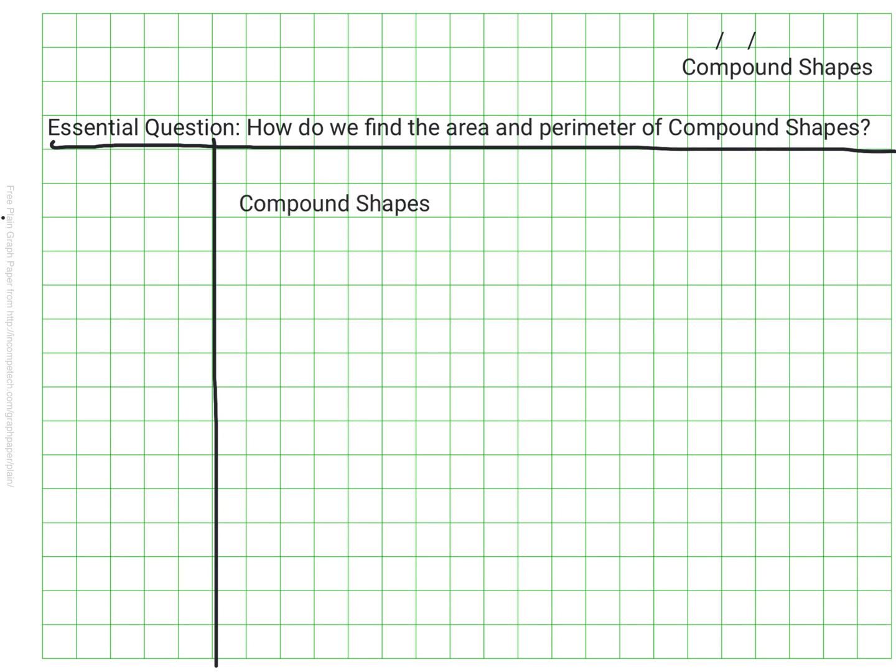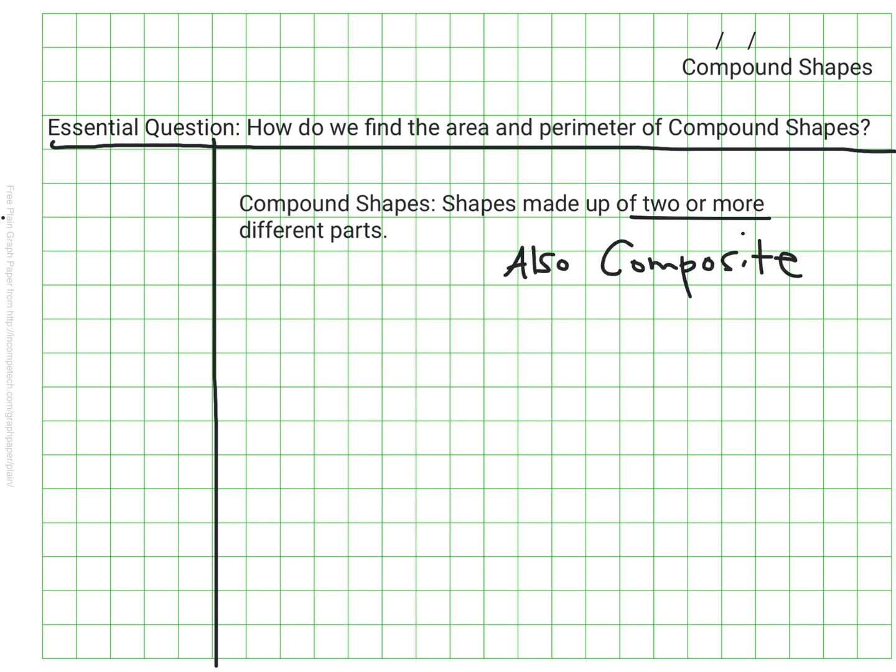The first thing we need to know is what a compound shape is, and it sounds like a word you might be familiar with from block class, which is compound words. Compound shapes are made up of two or more different parts, just like compound words are made up of two or more different words. Sometimes these are also known as composite shapes. I just want you to be aware of that term because sometimes you'll see it composite and I don't want you to be confused. It is the same as a compound shape.